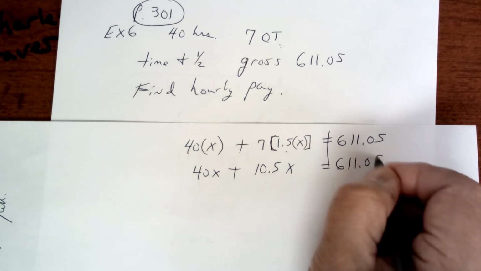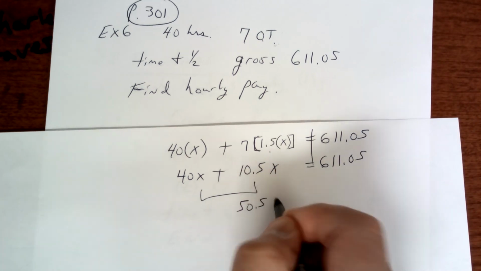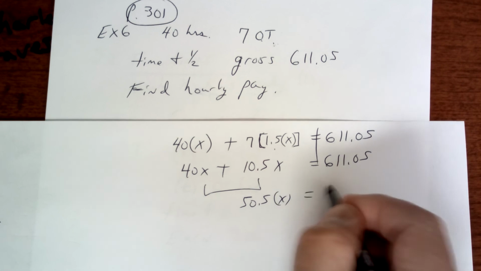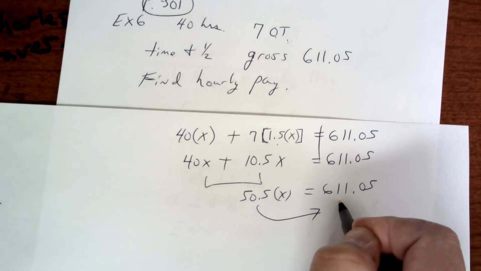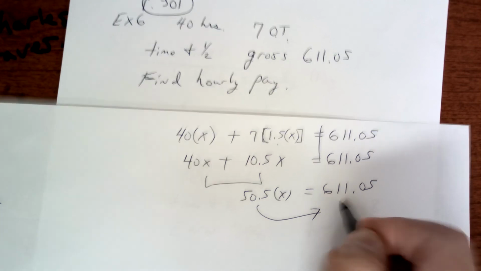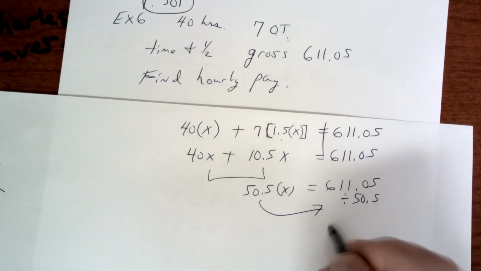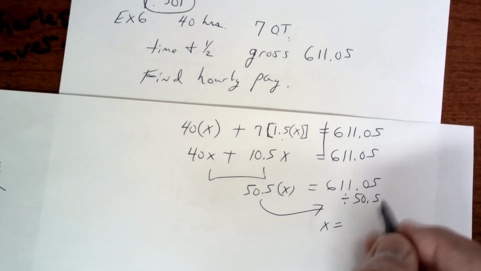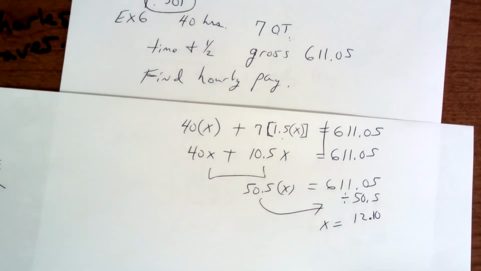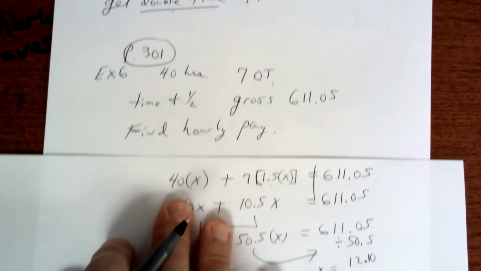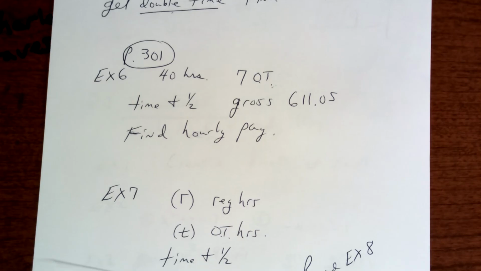Now you're going to add these up, and that's going to be 50.5. And if you divide, you should get your answer. So you're going to take 611 divided by 50.5, and that should give you your salary. Your hourly rate is $12.10 an hour. Okay? And that's on page 301. Let's go to the next one, example 7.